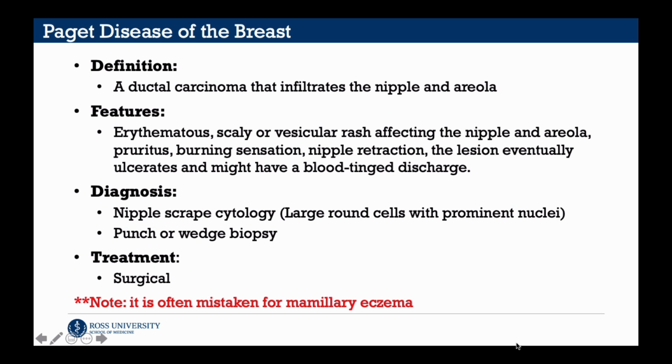Some features are erythematous, scaly, or vesicular rash that affects the nipple and areola. Other features are pruritus, burning sensation, and nipple retraction. The lesion eventually ulcerates and might have blood-tinged discharge. Diagnosis is done via nipple scrape cytology and punch or wedge biopsy. Treatment is surgical. Of note, this is often mistaken for mammillary eczema.